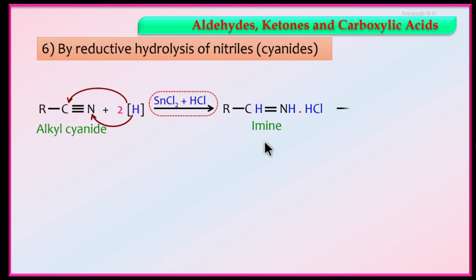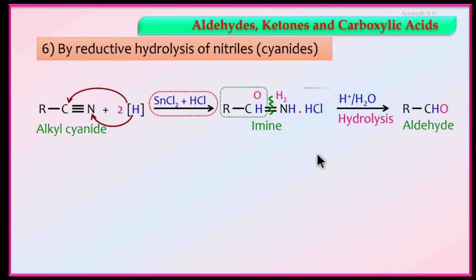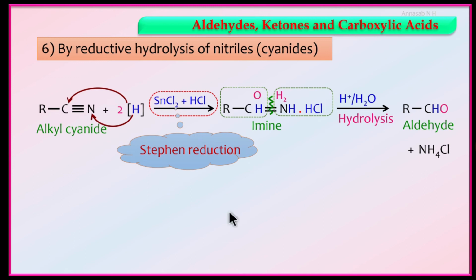Now this imine undergoes hydrolysis, that is addition of water. From water, oxygen is added to the CH side and H2 is added to the NH side. So that leads to the formation of RCHO and NH3 dot HCl or NH4Cl. So you can see the product here. First one RCHO and second one NH4Cl, and this whole reaction is known as Stephen reduction.